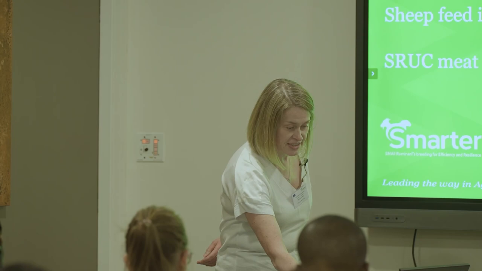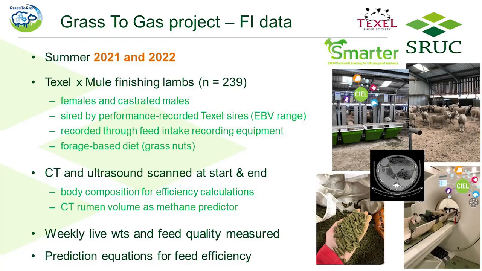So this data set is another data set from meat sheep. This was collected as part of the Grass to Gas project, which is associated with the Smarter project. So the Smarter project uses some of the data from this. So it's just a smaller data set that we have. It was across 2 years, collected in 2001, 2002, and it was using crossbred lambs. So there were Texel cross Scotch mule, which is a Blue-faced Leicester cross Scottish Blackface. So it was a three-way cross.